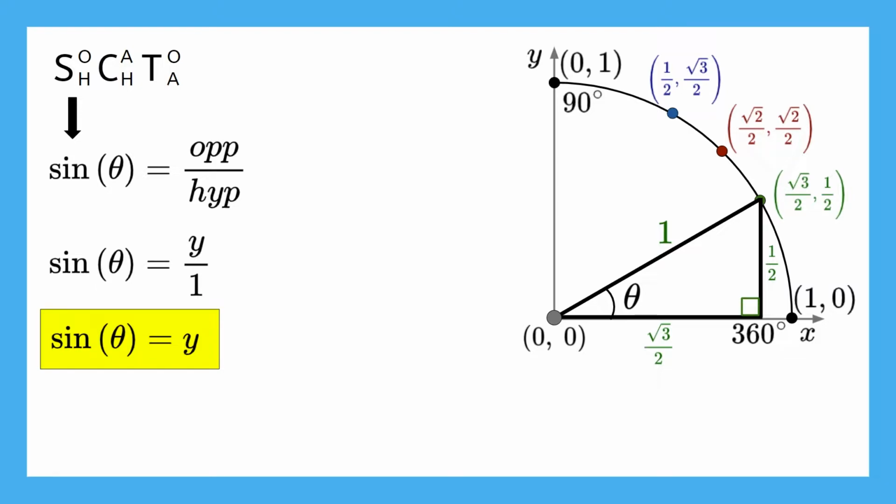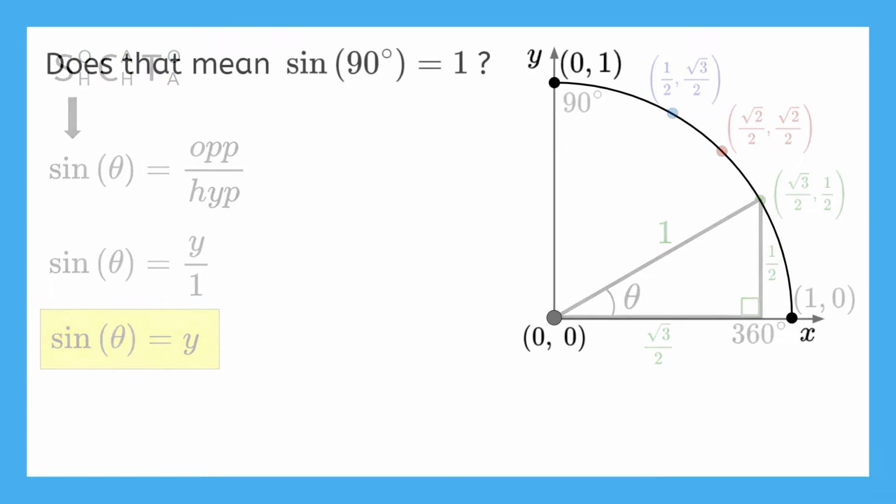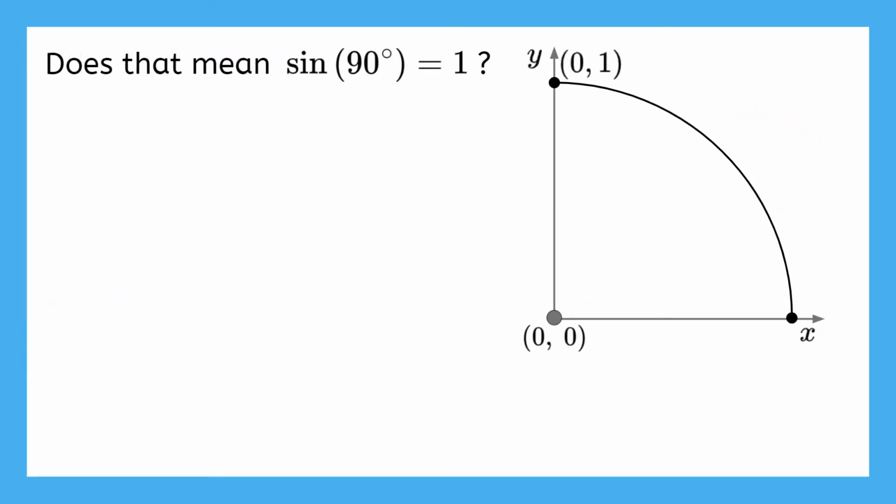There's a question we can ask ourselves now that makes things really interesting. If the sine is always the y-coordinate on the unit circle, does that mean the sine of 90 degrees is 1? If we're thinking of the sine as the y-coordinate, it seems pretty obvious. The y-coordinate of the point at 90 degrees is 1, so the sine must be 1. But can you make a triangle that proves this, like we did for 30 degrees?